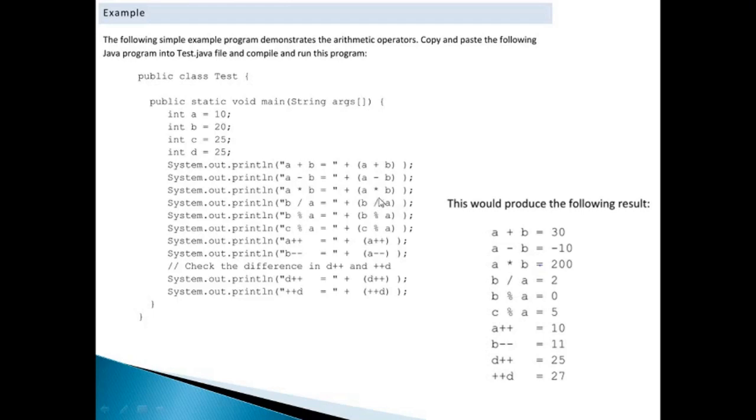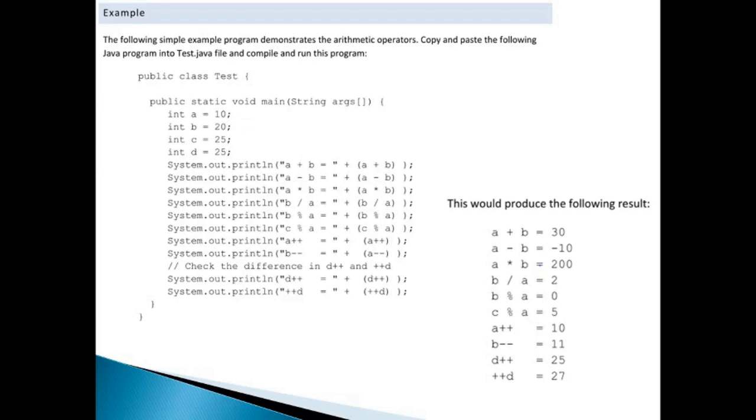Then A into B, this asterisk operator is a multiplication operator. Then A into B will give 200. Then B divided by A will give 2, and B modulo A will give 0. Why? Because 10 divides 20 exactly, so in that case the remainder is 0.